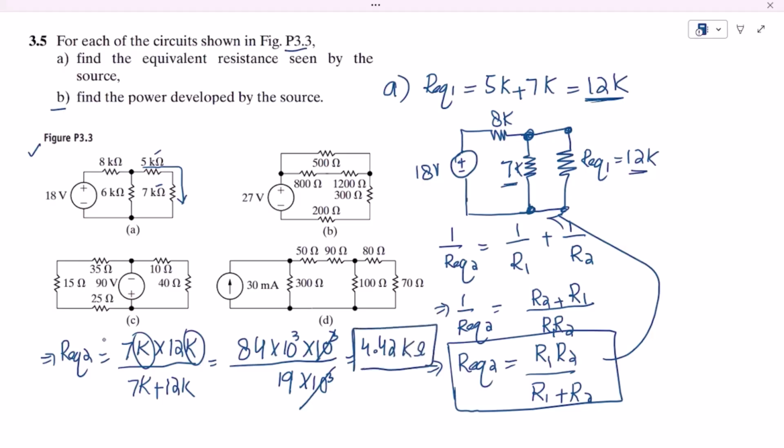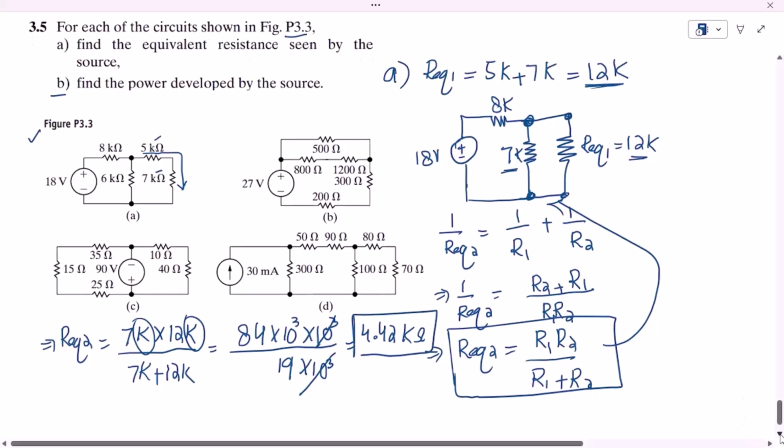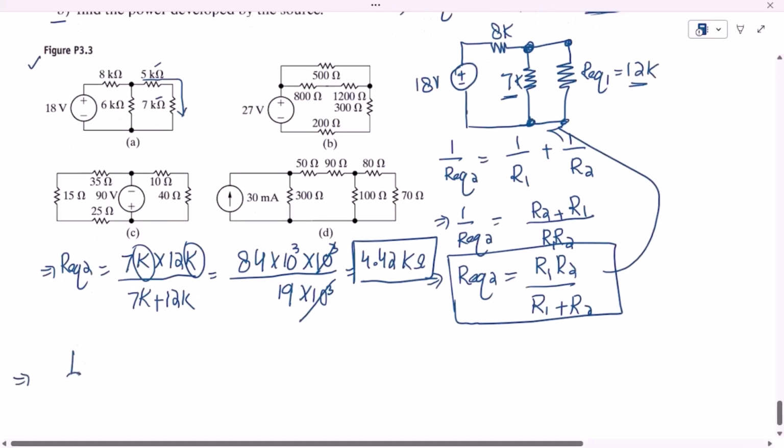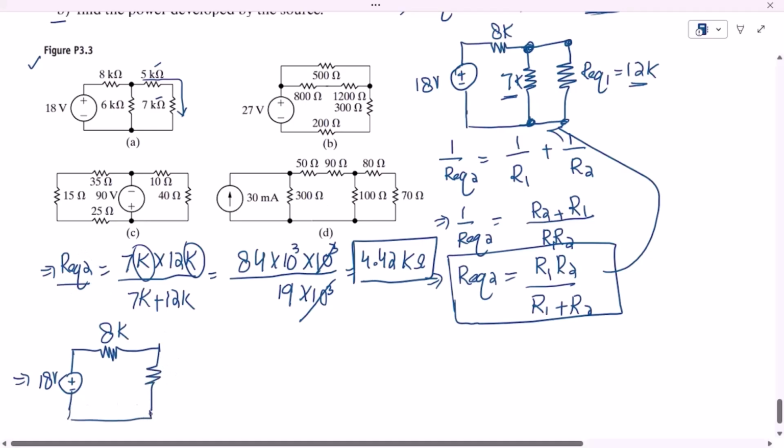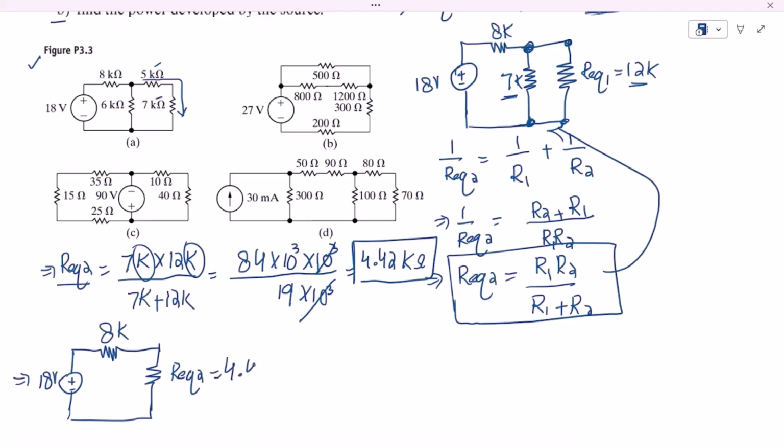So this is R equivalent 2, and what does the circuit look like? Let me move down somehow. This is the circuit, plus minus 18 volts. Here we have the resistor, which is 8k, and these two resistors we have found their equivalent, R equivalent 2, and the value of it is 4.42 k. Now you can see that these two resistors, this one and this one, are in series because the same amount of current is flowing through them.